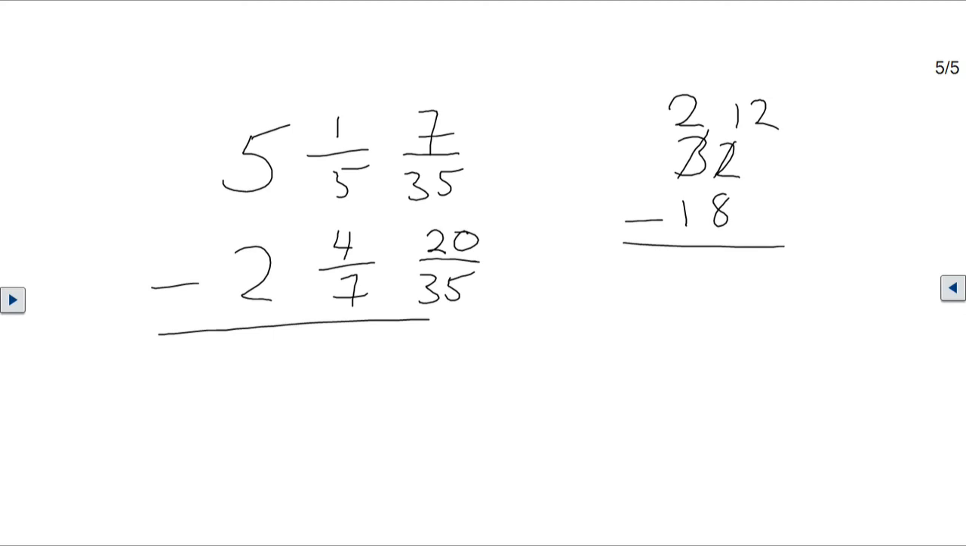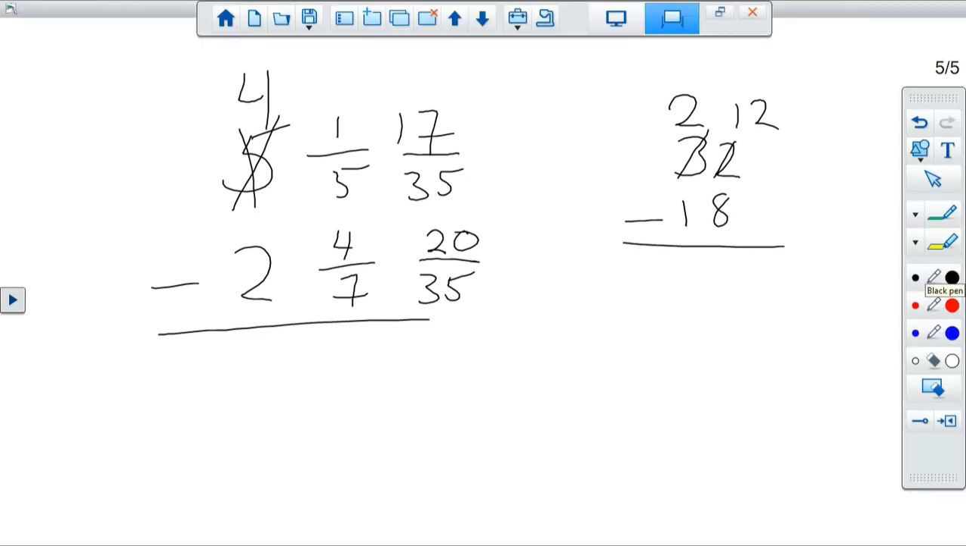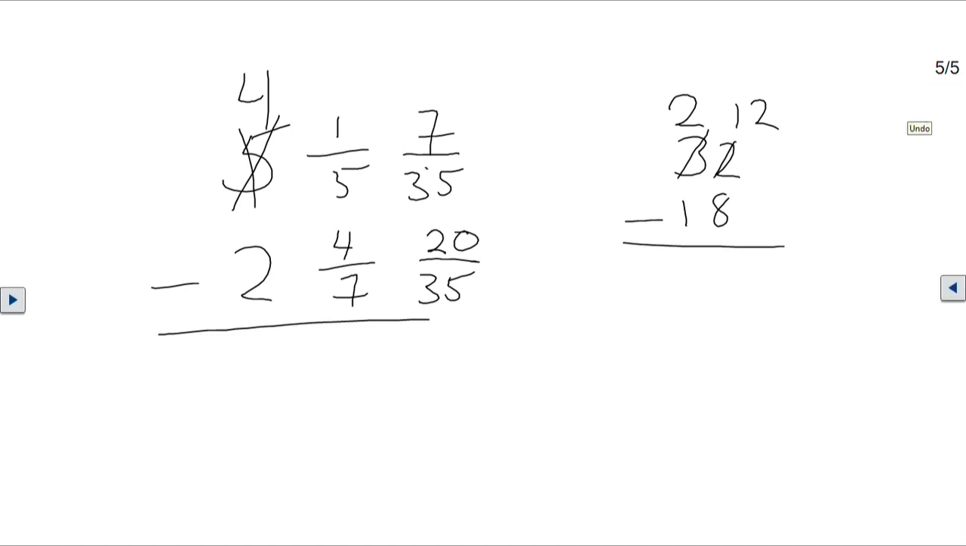Okay, I can't take 7/35 and take away 20/35. But what I can do is borrow a whole. Okay, now here's where you got to think a little bit. Okay, if we think back to the 2-digit where we borrow, right, we usually put a 1 there. But that's because everything's out of 10, right? Base 10. Here, right, 10 doesn't make the whole. We've got 35 makes the whole.